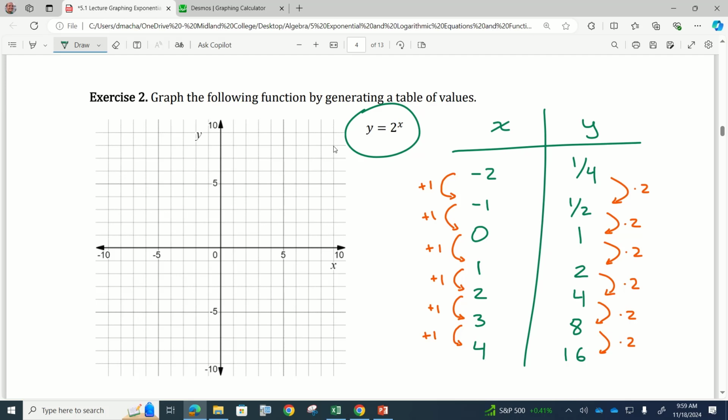So I'll start plotting these things, like when x is equal to 0, y is 1, when x is equal to 1, y is 2, when x is equal to 2, y is 4, x is equal to 3, and y is equal to 8, and then it goes off the chart.